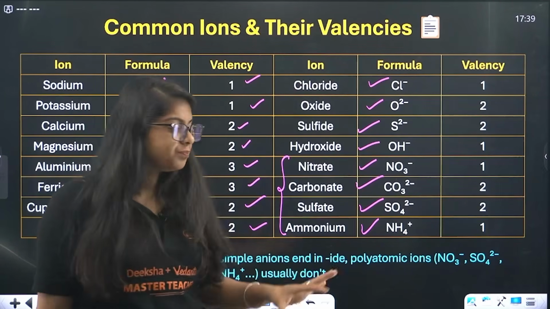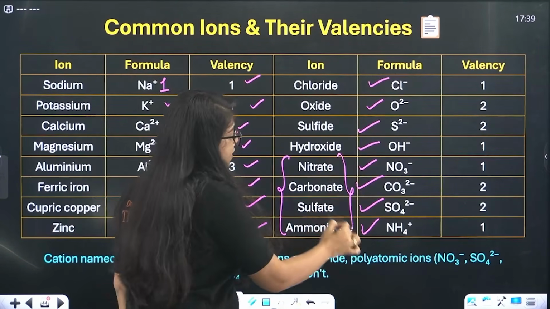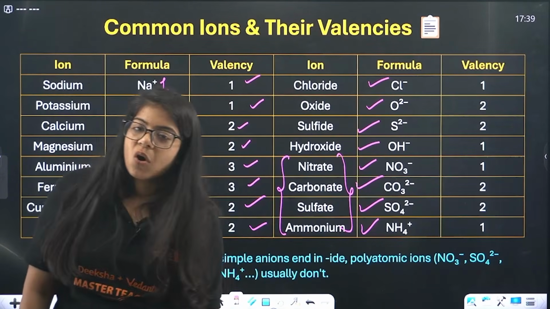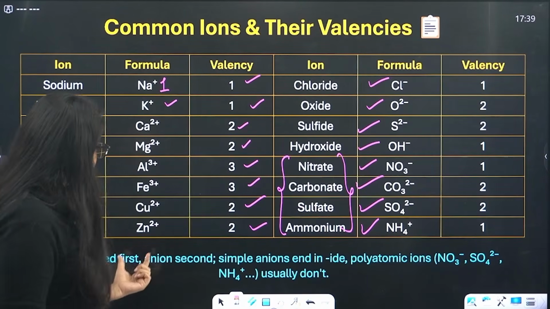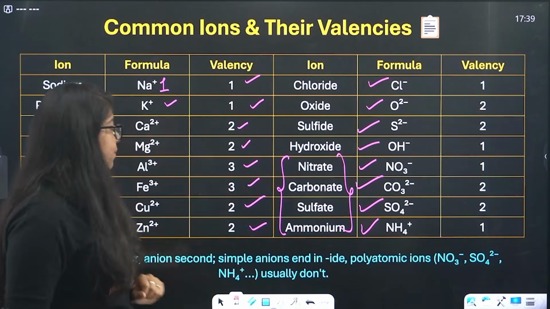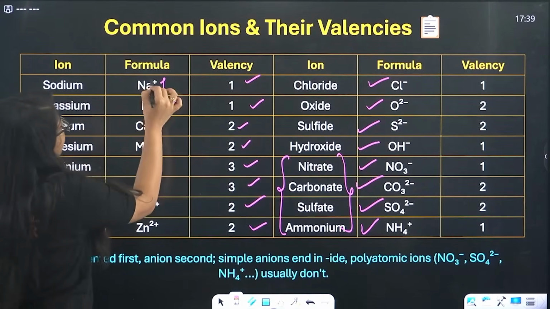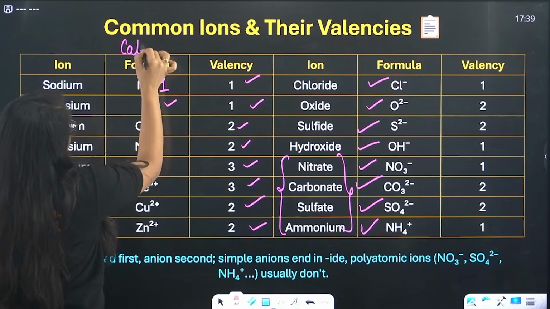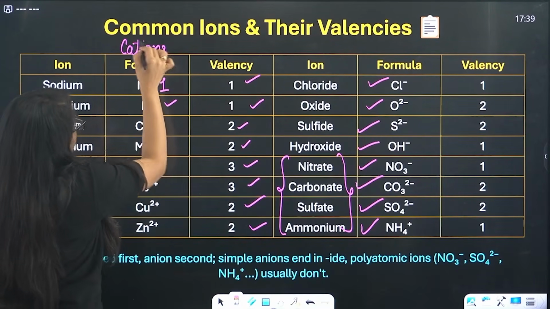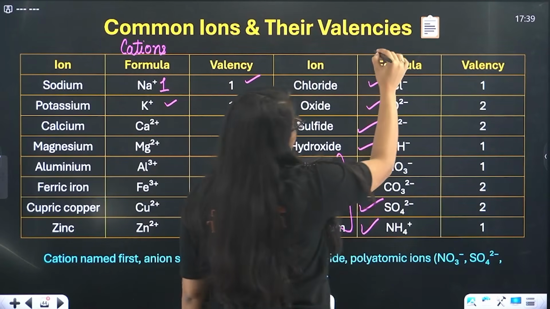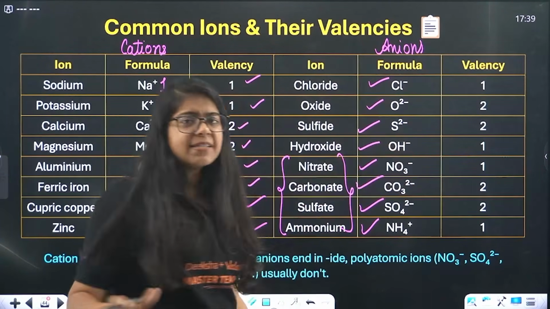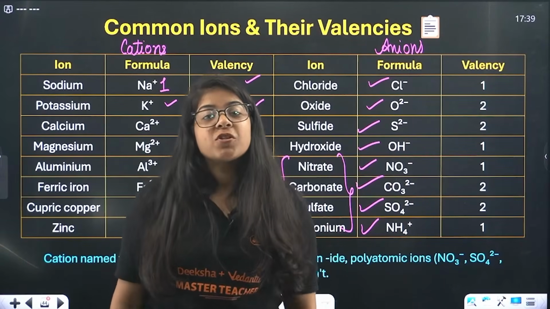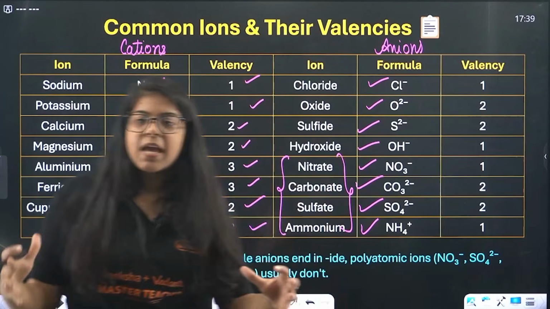Okay, done? These are some of the things to remember for now. One important rule is that the cation is named first and the anion second. The positive ones are called cations and the negative ones are called anions. All of these cations and anions are called ions. So positive ones are cations, negative ones are anions.